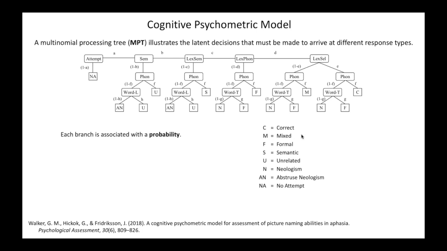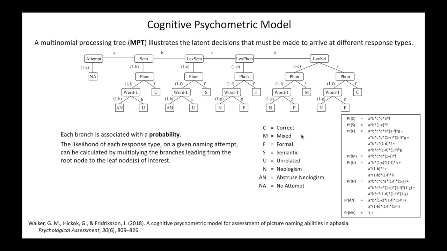And each branch in this tree is associated with a probability. And the likelihood of each response type, the probability of each response type on a given naming attempt, can be calculated by multiplying the branches leading from the root node to the leaf nodes of interest. So to get the probability of a correct response on a given trial, right, you multiply A times B times C times D times E times F. And that's shown here, A, B, C, D, F. And these are the equations to get the probability of any of these other response types from this tree, if we know what the probabilities of these individual branches are.